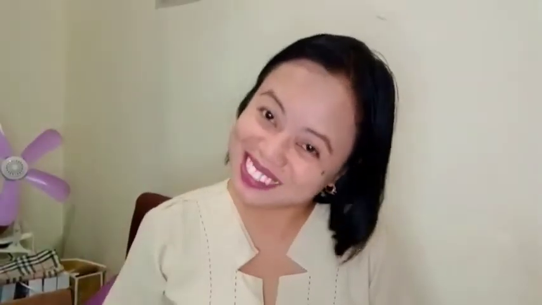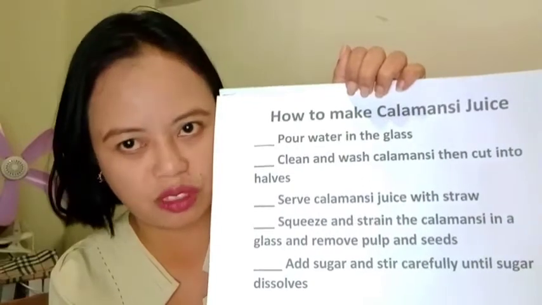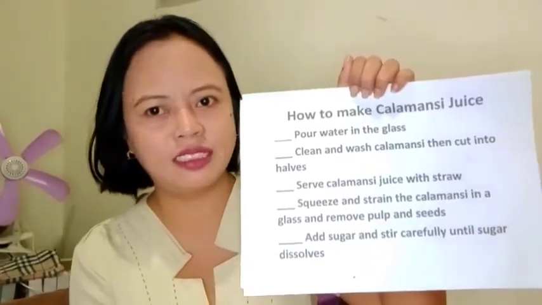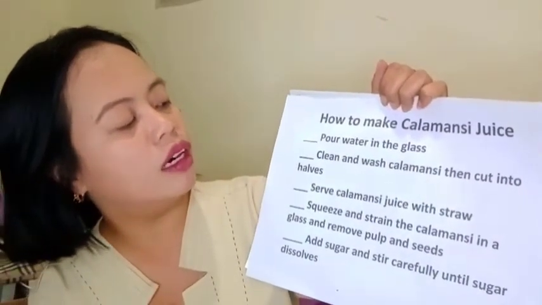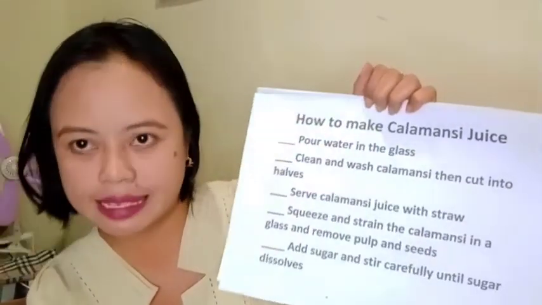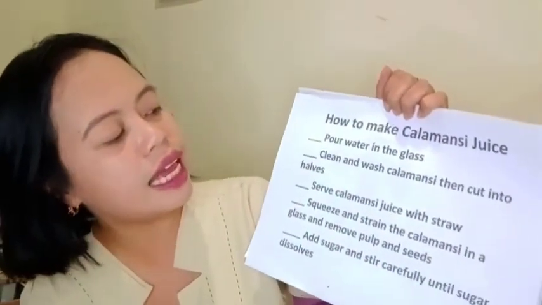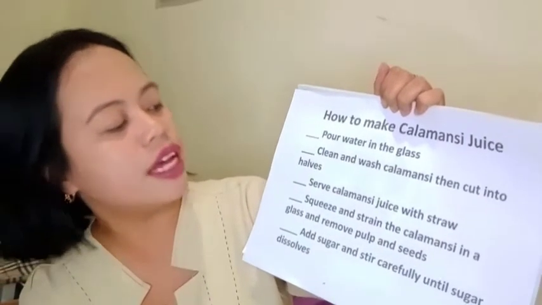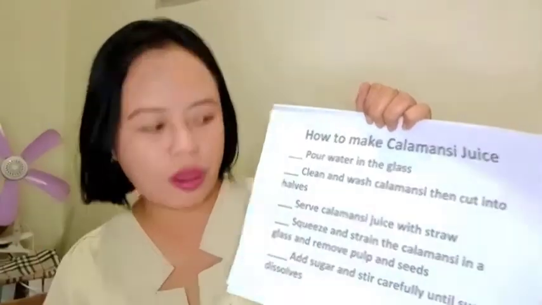Okay, for our last assessment before the mag-end sa acting lesson. Okay, this one. How to make a calamansi juice. Okay. Here are the situations, ha? The first situation. We have pour water in the glass. Is it the first one? Okay, then clean and wash calamansi, then cut into halves. So you're going to wash the calamansi, then clean, and then you cut into halves.